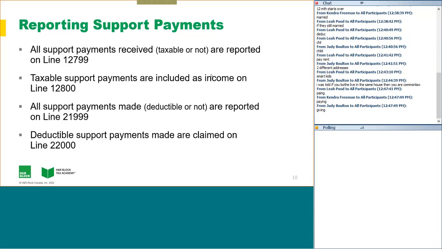So 12799 is a reporting number. It's on the left side of the return. It does not change the numbers. 12800 is taxable income. It goes on the right side. And if you're the one paying, all the support payments you make, again, only the ones that fall under these rules, have to be reported on line 21999. And if any portion of it is deductible, it's deducted on line 22000.